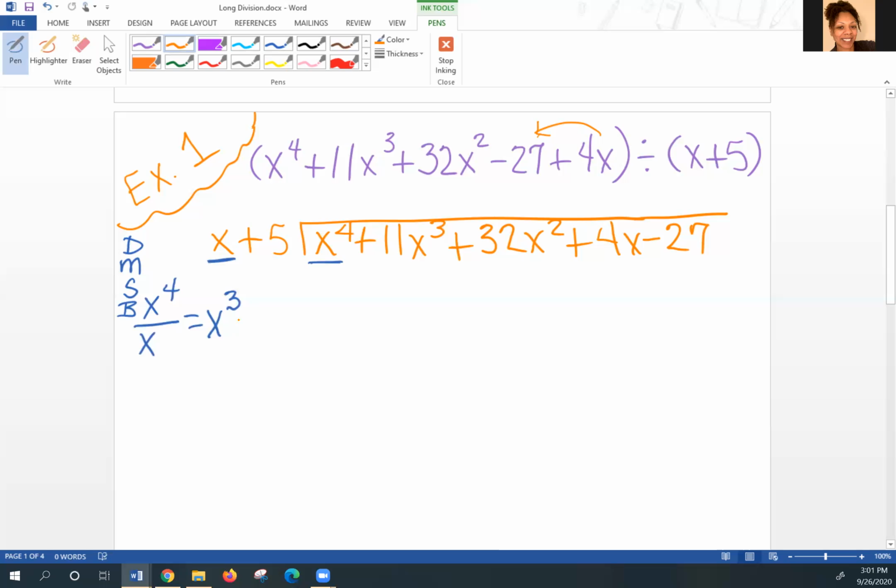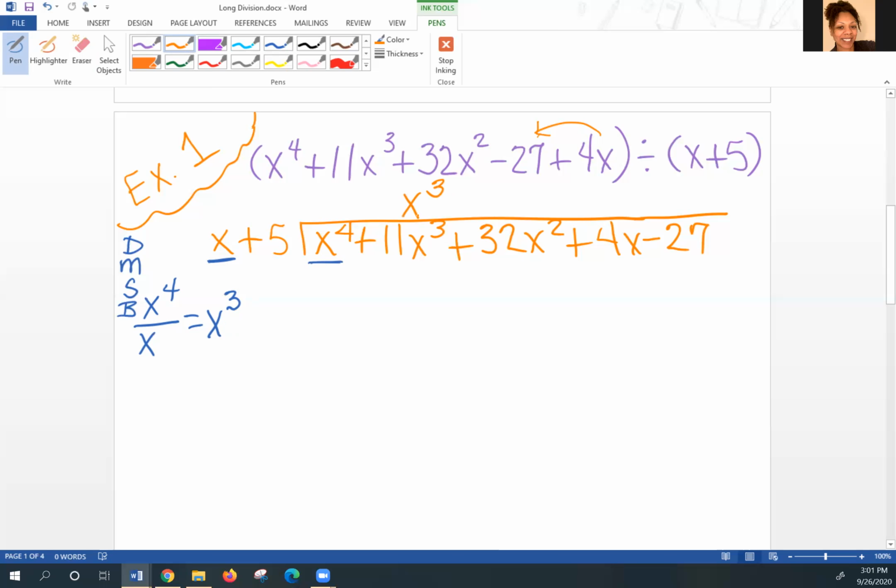Not everybody does it this way. I like to line up my exponents. So I'm looking for x cubed under my division sign, and it's right here. So that's where I'm going to place this. And also notice that I started with x to the fourth, so my answer is going to begin 1 degree down. So if it's 4, my answer is going to start with 3.